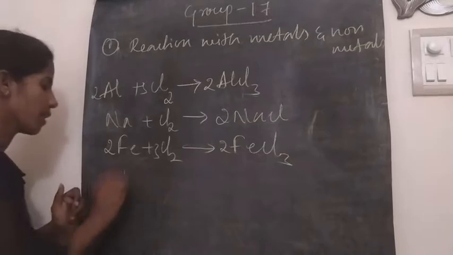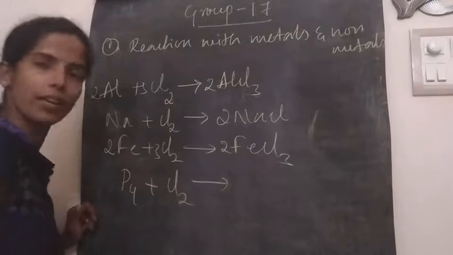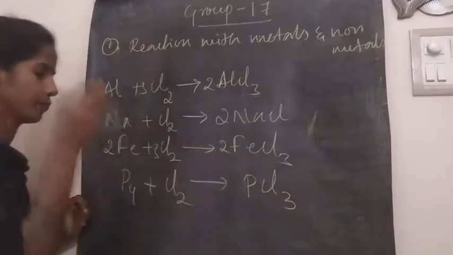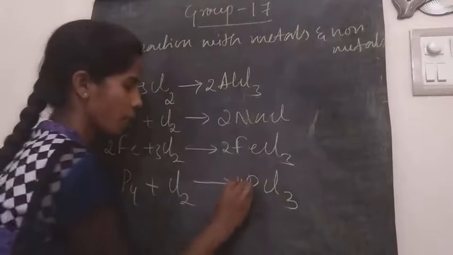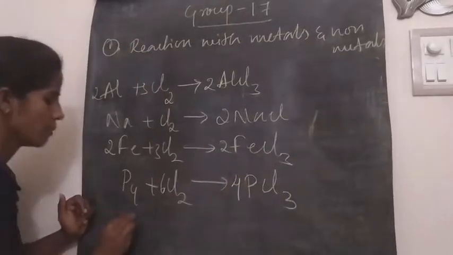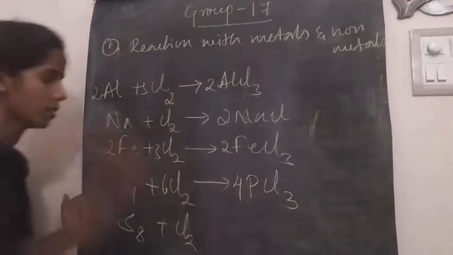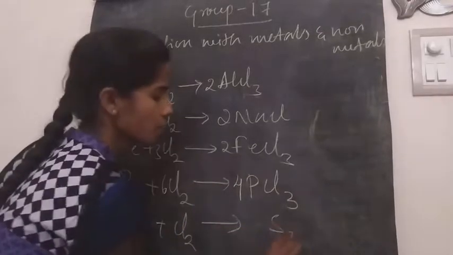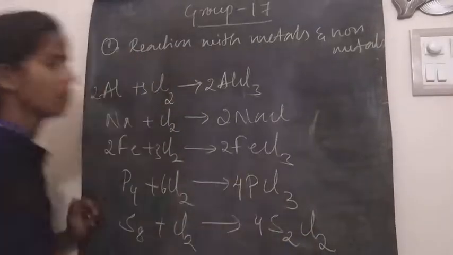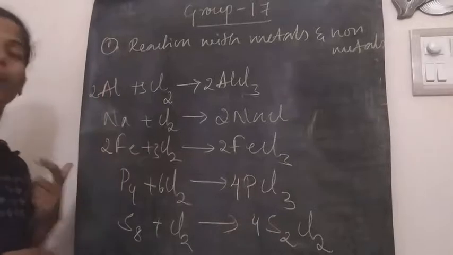And with non-metals, when phosphorus reacts with chlorine, it forms PCl5 and also PCl3. P4 is there, therefore phosphorus 4, 4 times 3 is 12, therefore 6Cl2. Similarly, chlorine reacts with sulfur to form S2Cl2. These are examples of the reaction of chlorine with metals and non-metals.